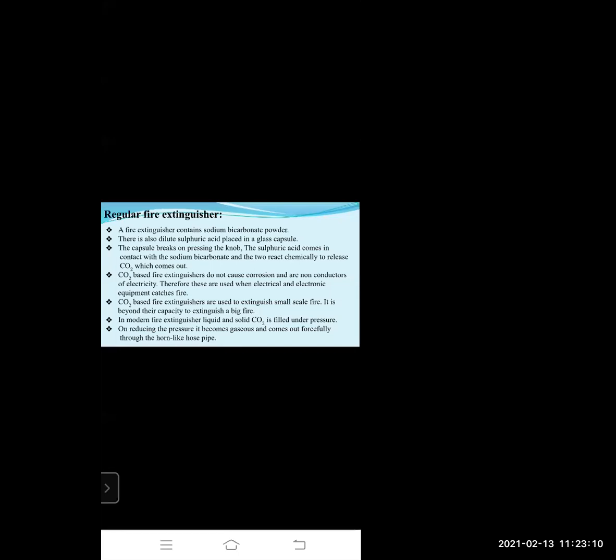So how is it used? There is also dilute sulfuric acid placed in a glass capsule. In that fire extinguisher, dilute sulfuric acid is placed and the capsule breaks on pressing the knob. When they press the knob, the capsule breaks and the sulfuric acid comes in contact with the sodium bicarbonate, which is already present in the cylinder, and the two react chemically to release CO2. When dilute sulfuric acid reacts with sodium bicarbonate, it forms CO2, carbon dioxide.